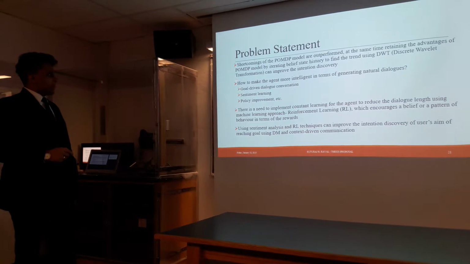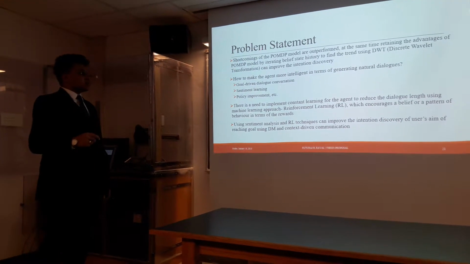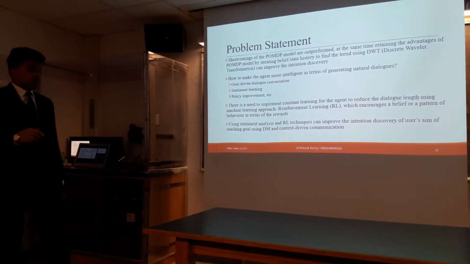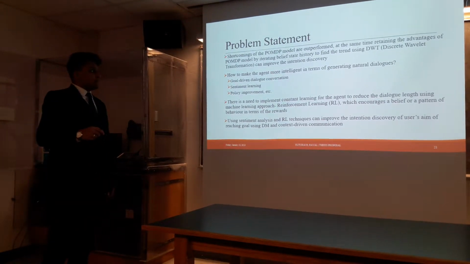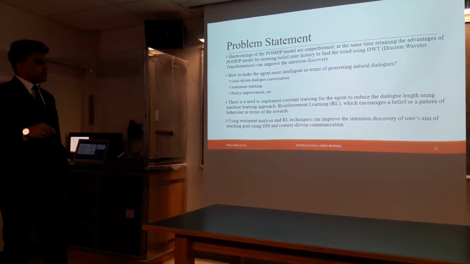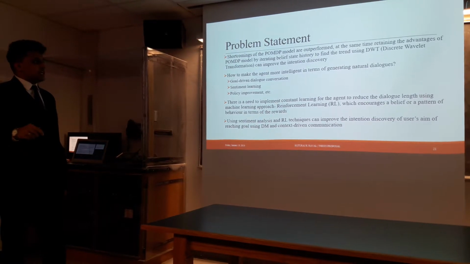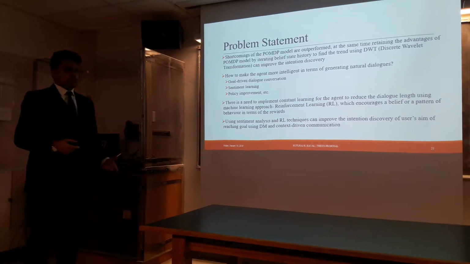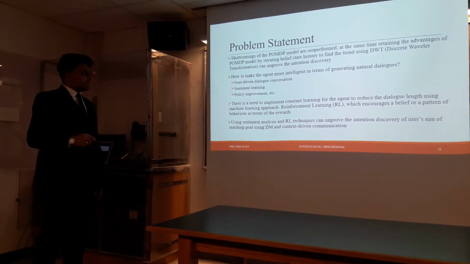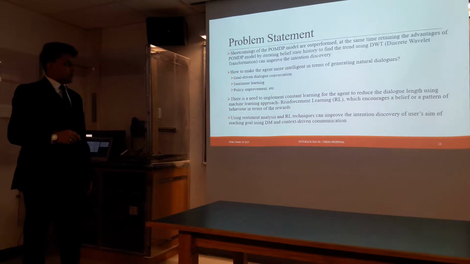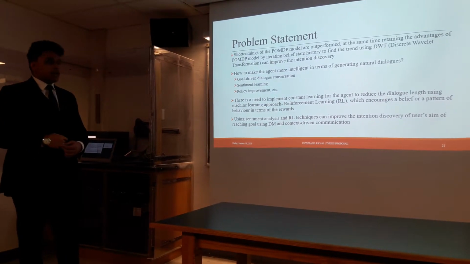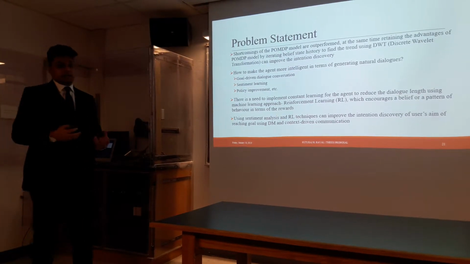Next is problem statement. So after we outperform the shortcomings of the POMDP model using the belief state history and performing the trend analysis using the DWT, we were able to improve the intention discovery. But the next question is, how can we make the agent more intelligent in terms of generating natural dialogues? So there are different things which we should consider. First is goal-driven dialogue conversation. Second is sentiment learning. Third is policy improvement. So there is a need to implement constant learning for the agent so that we can optimize and reduce the dialogue length.